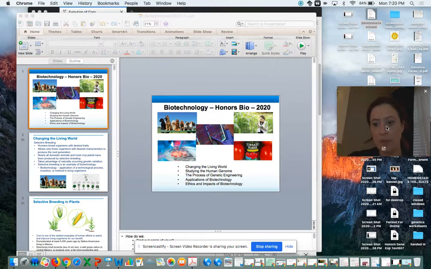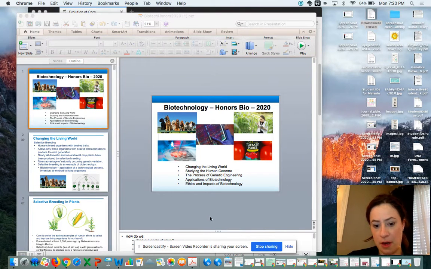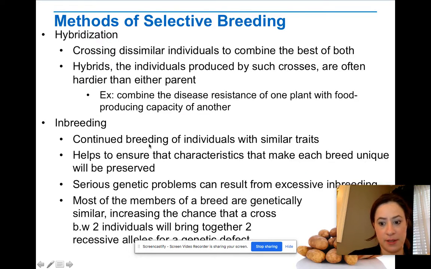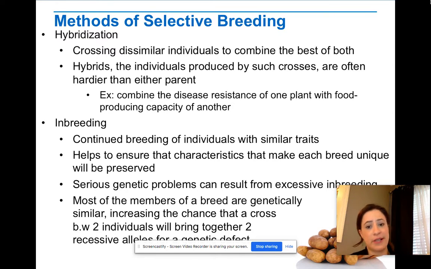So when we talk even further about selective breeding, there are different methods of selective breeding, hybridization and inbreeding. In hybridization, we are taking two dissimilar individuals to basically combine the best of both. So we call these hybrids, when we have two individuals and take the best qualities of both.